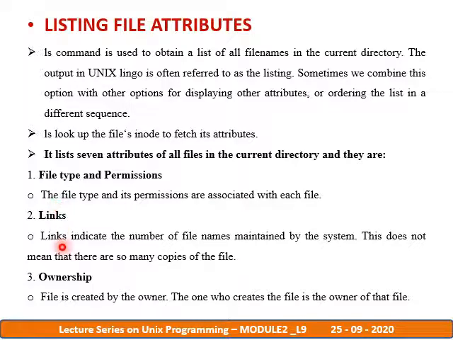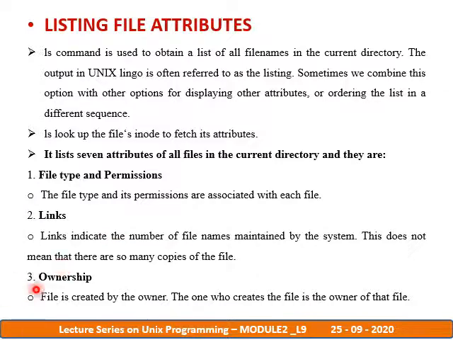Then the second one is about the link. This is the second property or attribute listed when we use the ls -l command. It indicates the number of file names maintained by the system. It doesn't mean there are many copies of the file; it just counts the file names, and links are established with that particular file name. That is considered with the help of symbolic links or hard links. When a symbolic link is created, how many files that file is associated with is considered the second property.